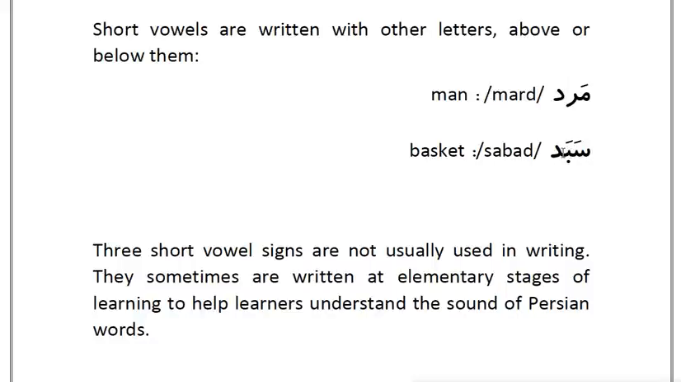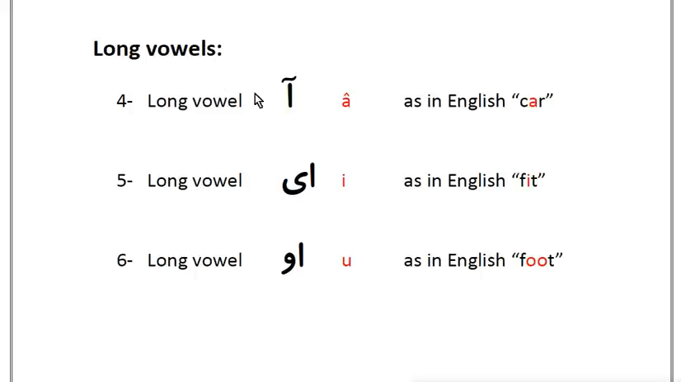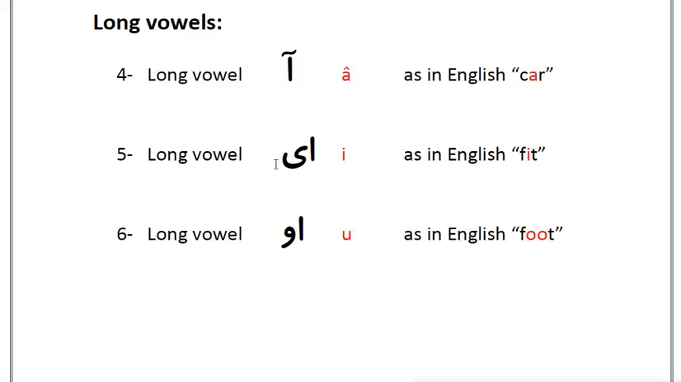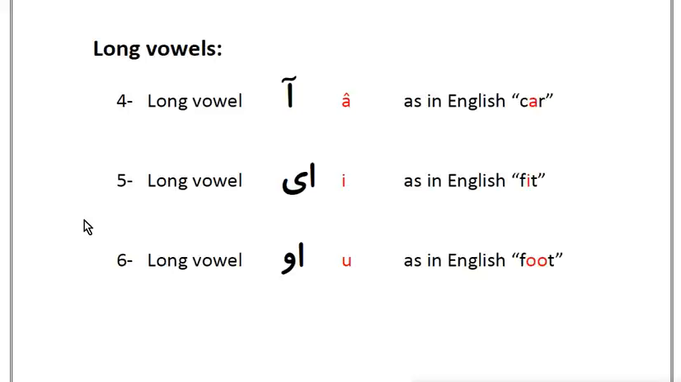Okay, we also have long vowels. Three long vowels. The first one is a, that you learned before. Alef. That a is one pronunciation of alef, like the a in the English word car. Long vowel i, like the i in the English word fit. And long vowel u. The difference between long vowels and short vowels is that we use long vowels in Persian words, but we don't write the short vowels. So you see the long vowels in words.